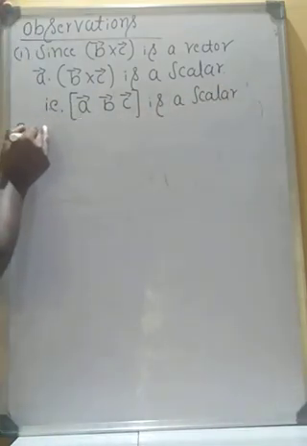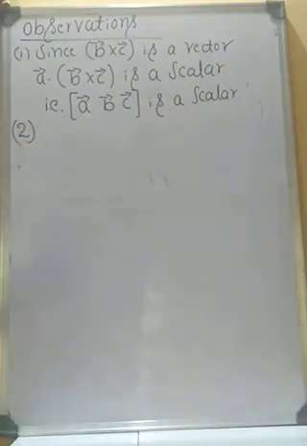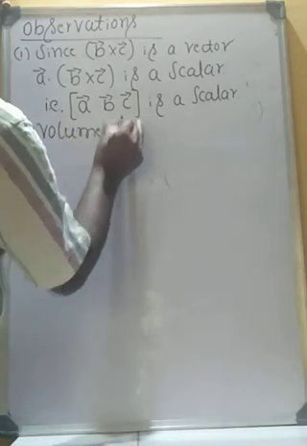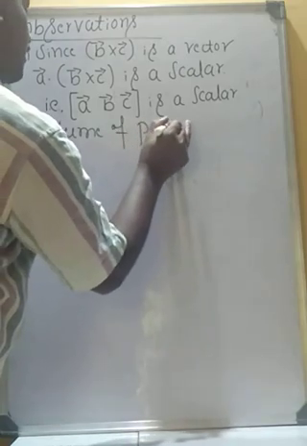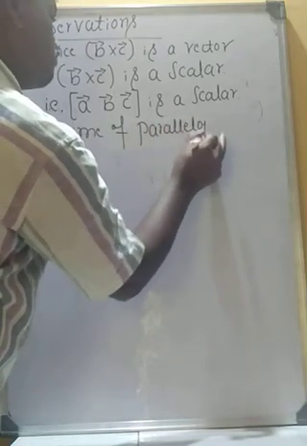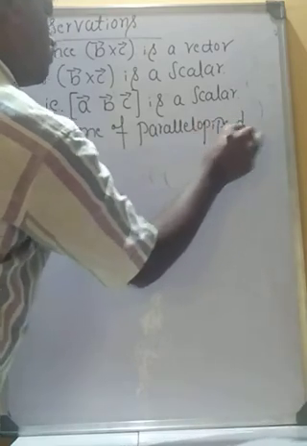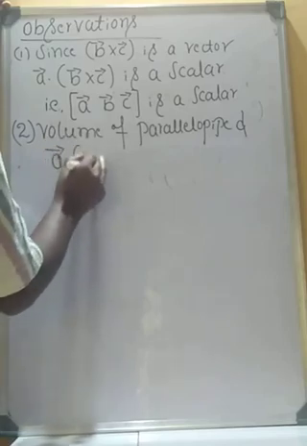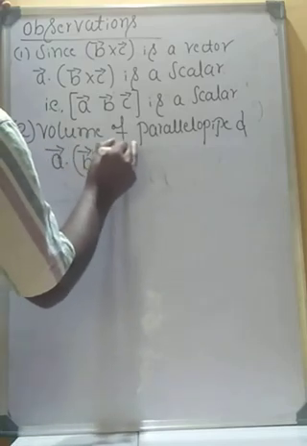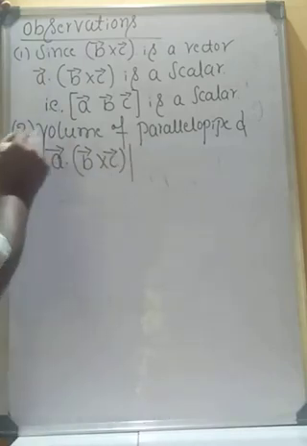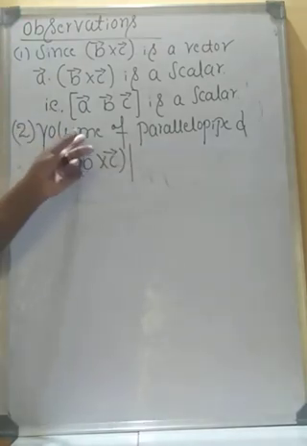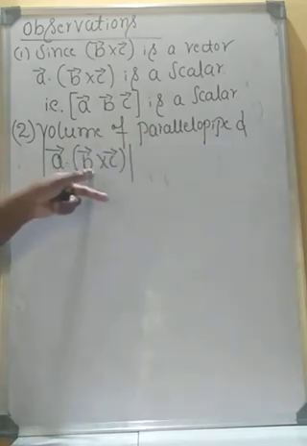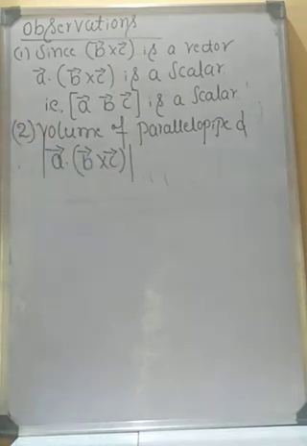Second observation: the volume of the parallelepiped is the magnitude of vector A dot vector B cross vector C.